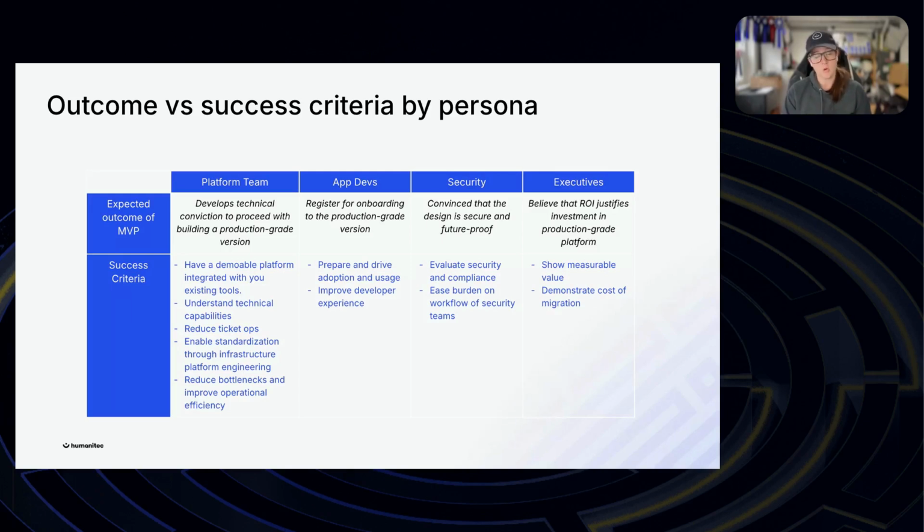We want to show that we can reduce ticket ops and manual processes inside of this, as well as show that we can enable standardization through a practice called infrastructure platform engineering. And finally, what's important is we want to be able to demonstrate that we can reduce bottlenecks and improve operational efficiency for these teams. For our application developers, the idea at the end is that they are registering or they're ready to go for onboarding to a production grade version.